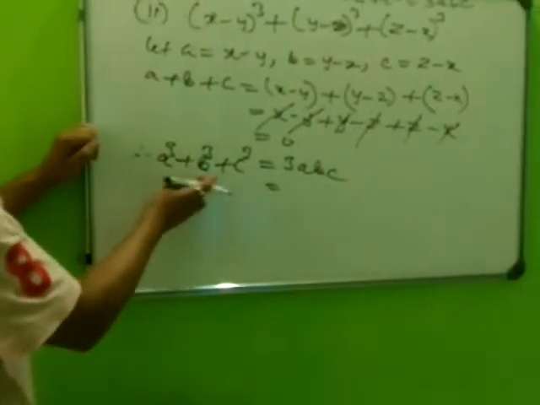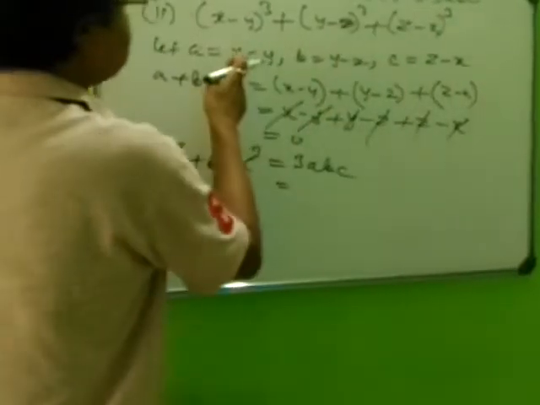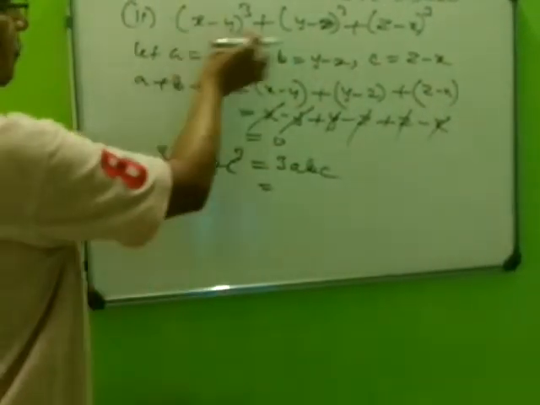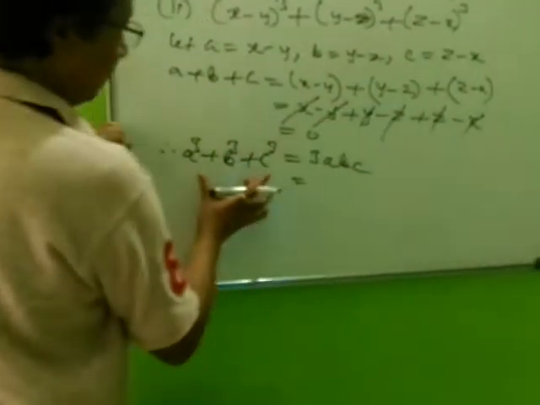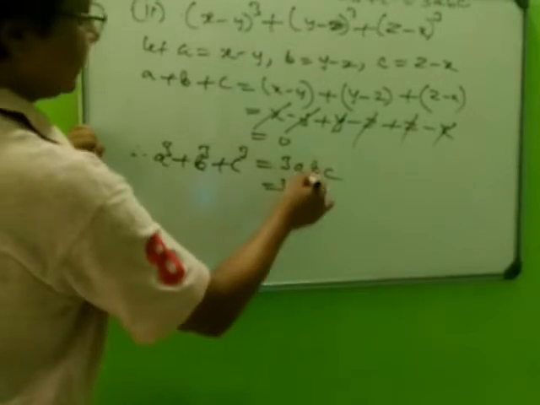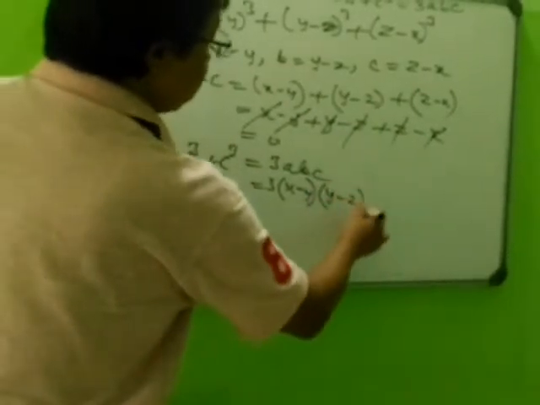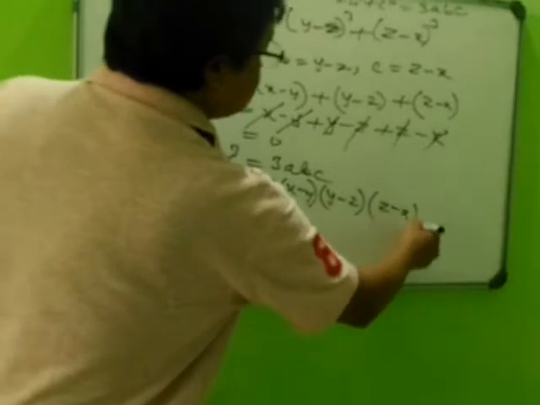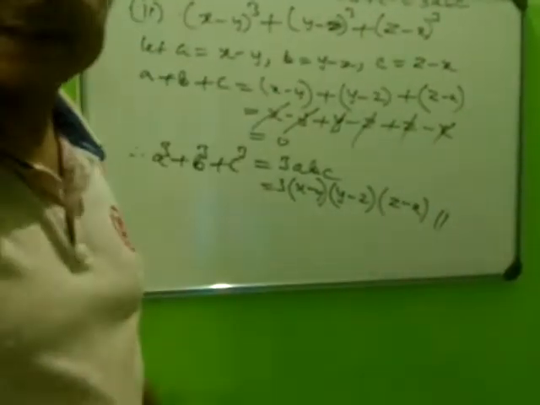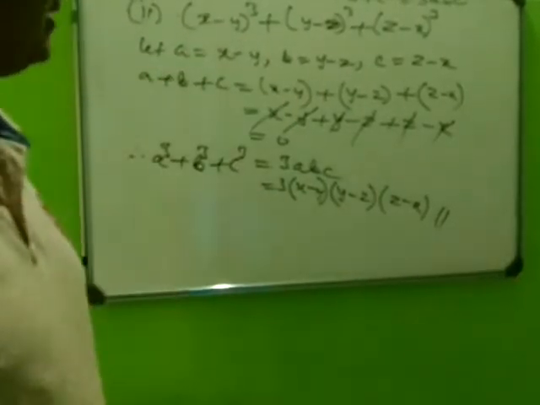What is here A cube, B cube, C cube? It is A cube, B cube, C cube, because we have assumed them as A, B and C. So A cube plus B cube plus C cube equals thrice ABC. So A is x minus y, B is y minus z, and C is z minus x. This is your answer. This question can also be given as factorise. That time you will do the same procedure.